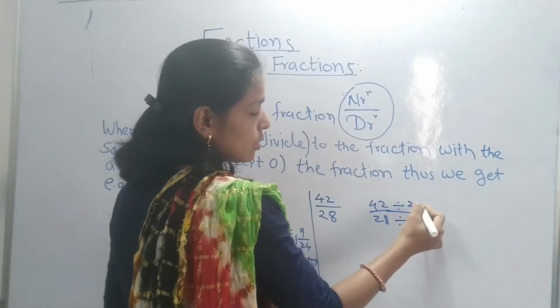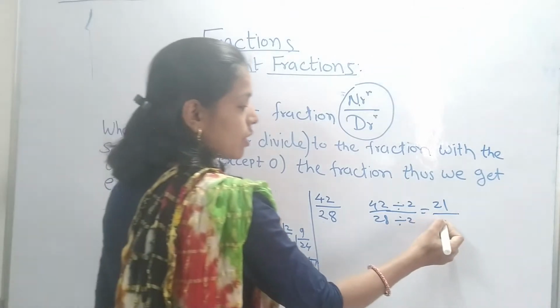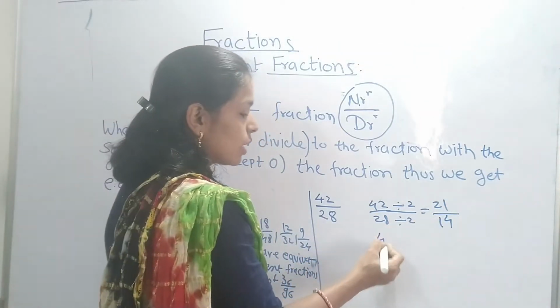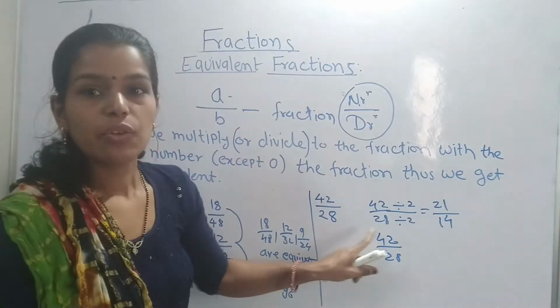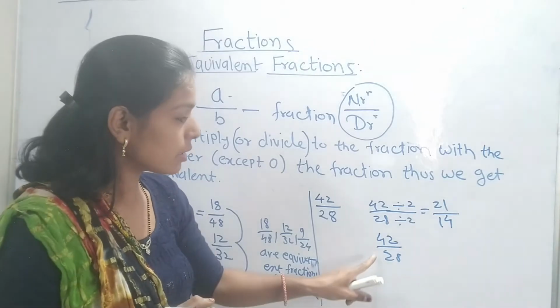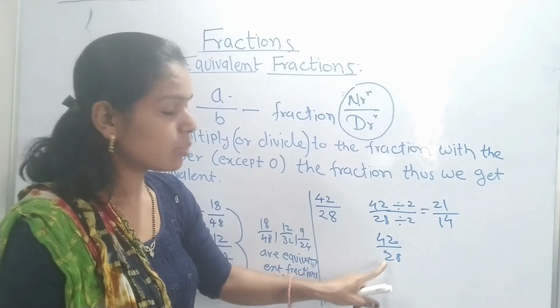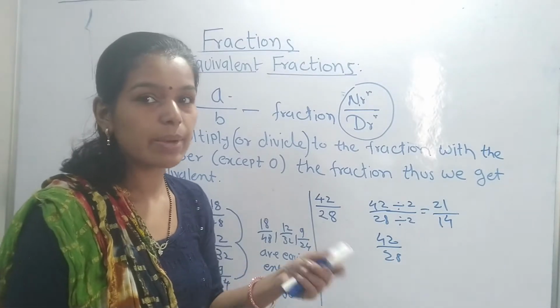So what will you get? 2 2s are 4, 21 2s are 42, and 14 2s are 28. Then are 42 and 28 both divisible by 3 or not? Let's check. Here 4 plus 2 is 6, so 42 is divisible by 3. But 28: 8 plus 2 is 10, so 10 is not divisible by 3.